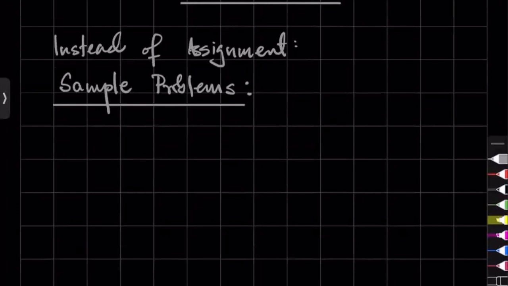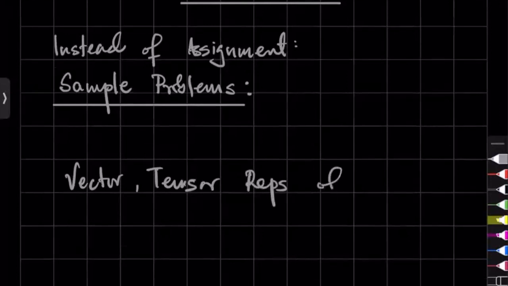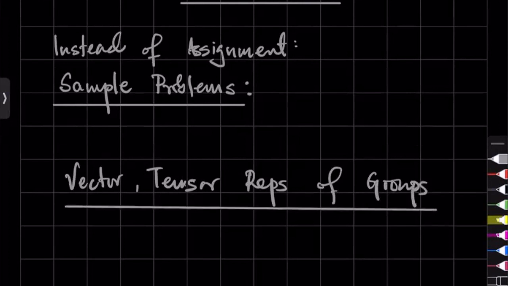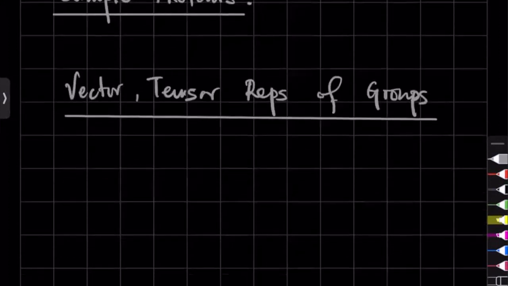Okay, so essentially I want to talk about vector or tensor representations of groups. Okay, so it makes it much easier to discuss this issue in the context of a particular group.